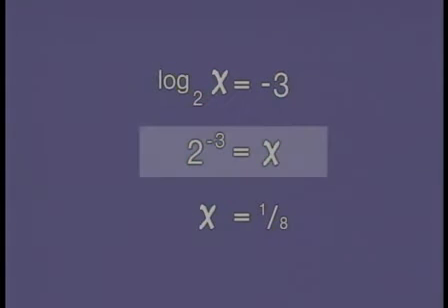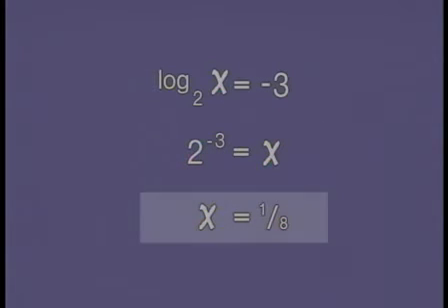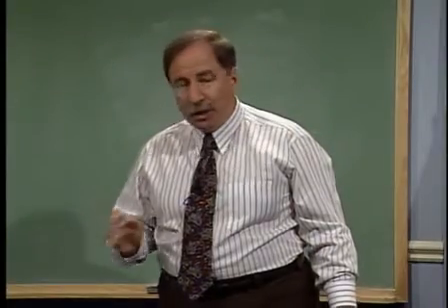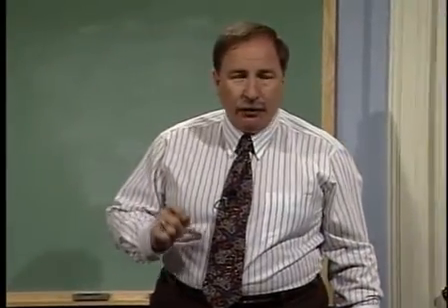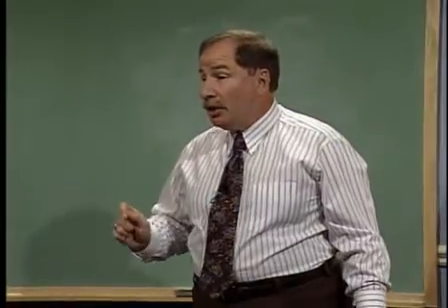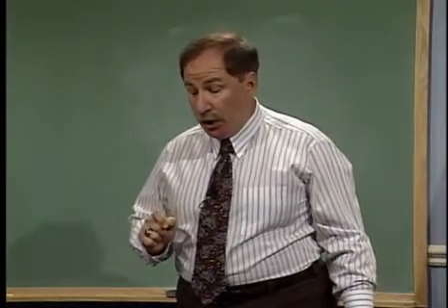In fact, as you can see on the second line, which is highlighted, we've taken the logarithmic equation and made it into an exponential equation. The base 2 to the power negative 3 equals the number x. And of course, 2 to the negative 3 is 1/8, and therefore x is 1/8. So there's an example of a logarithmic equation where the number is the unknown. The logarithm is known, negative 3 in this case, the base is known, and we've got to solve for the number. But again, we solved by changing the logarithmic equation to an exponential equation.